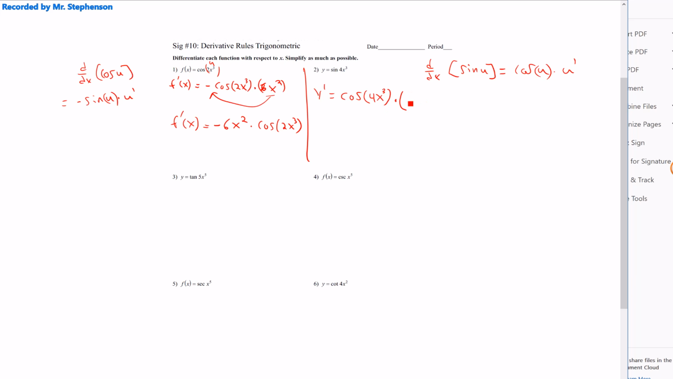What's the derivative of 4x cubed? It's going to be 12x squared. And this 12x squared needs to come out to the front to be in the normal notation, right? And there you go, that's the derivative of that. Now we get into some of the trickier ones. The derivative of a tangent.